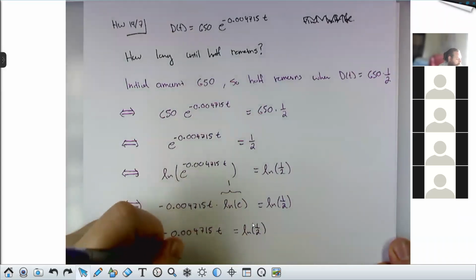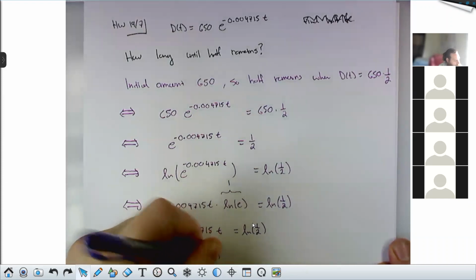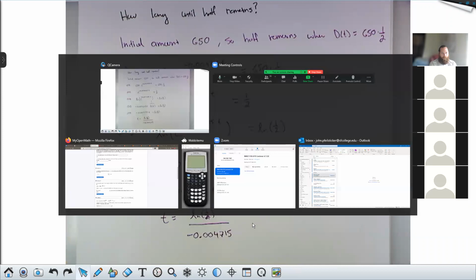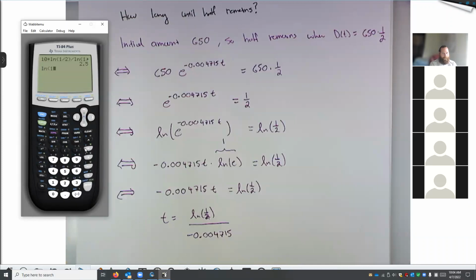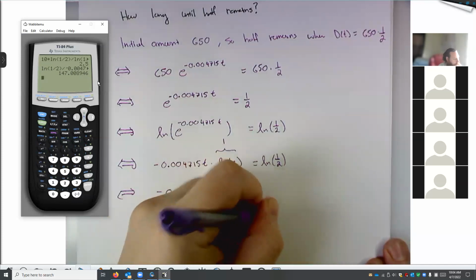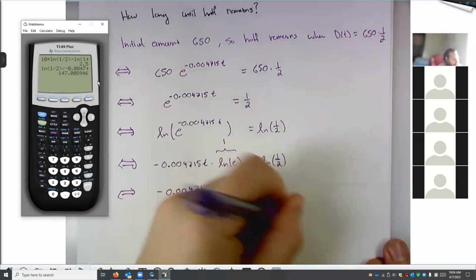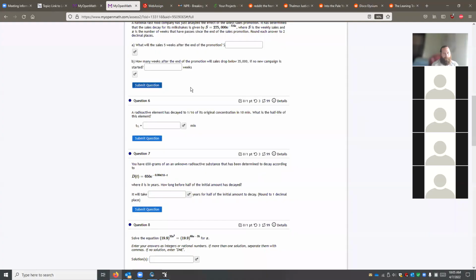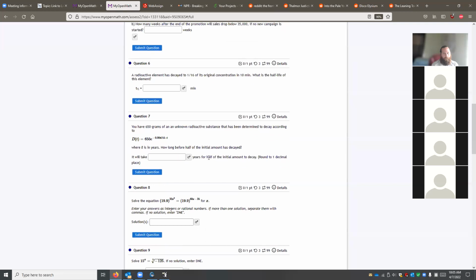So now I can divide over, so ln of 1/2 divided by negative 0.004715. And this is a case where we do want to use our calculator, get a nice decimal here. I'm getting 147.0089, and so on. And call it 147.01. And I think we're measuring time in years here, right? Yeah.